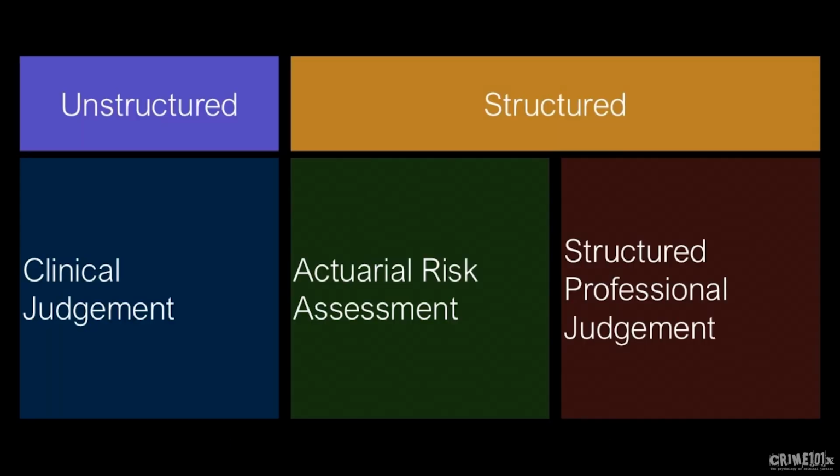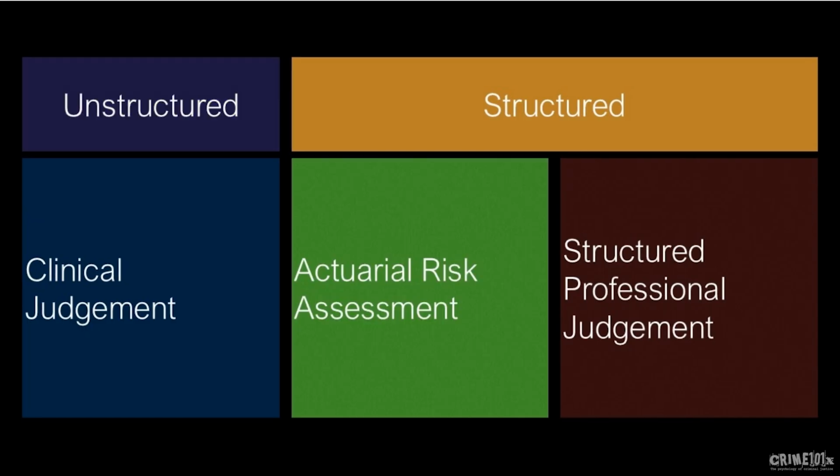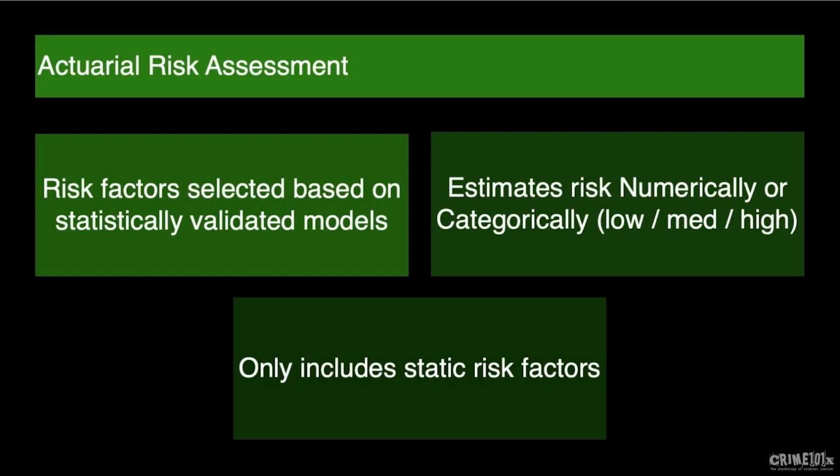Structured risk assessments, on the other hand, provide clinicians with a list of risk factors that have been observed to collectively contribute to a person's risk of recidivism. These tools are designed to increase consistency, transparency, and reliability in the assessment process over unstructured approaches. The first type of structured risk assessment is called actuarial risk assessment. These tools use statistical models derived from large data sets to estimate a person's risk.